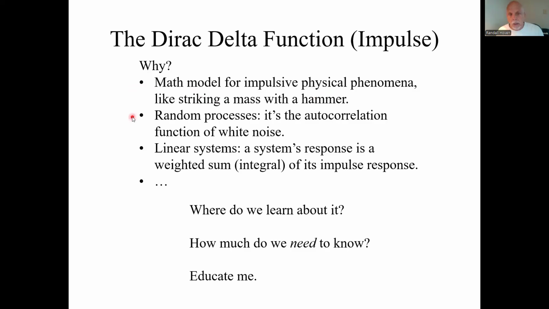I also taught the course in random processes and Kalman filtering. And the Dirac Delta Function is the autocorrelation function of white noise. And a lot of random processes are modeled as white noise going through a linear system to give us some other characteristics we like. So it's a common thing.